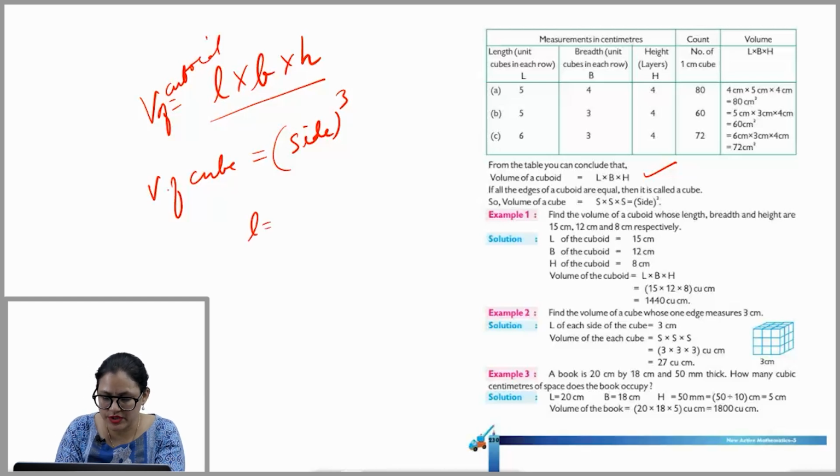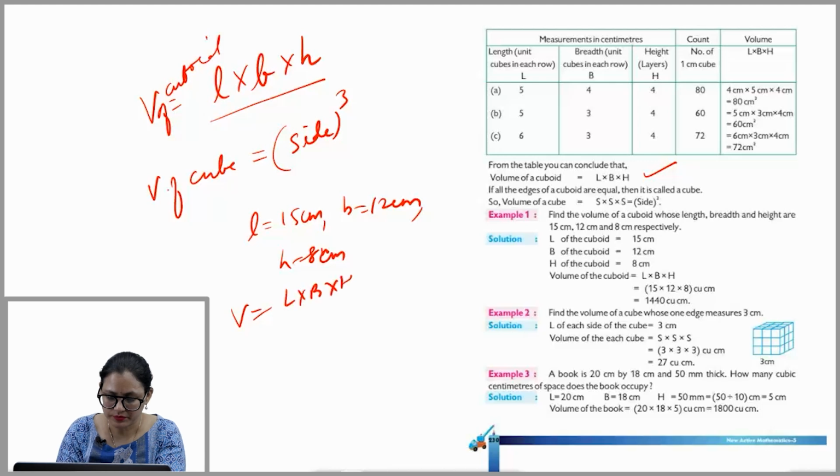Example: find the volume of a cuboid whose length, breadth and height are given. Length is 15 centimeter, breadth is 12 centimeter and height is 8 centimeter. So the volume is length into breadth into height: 15 into 12 into 8 cubic centimeter. So when you multiply, you will get this answer.